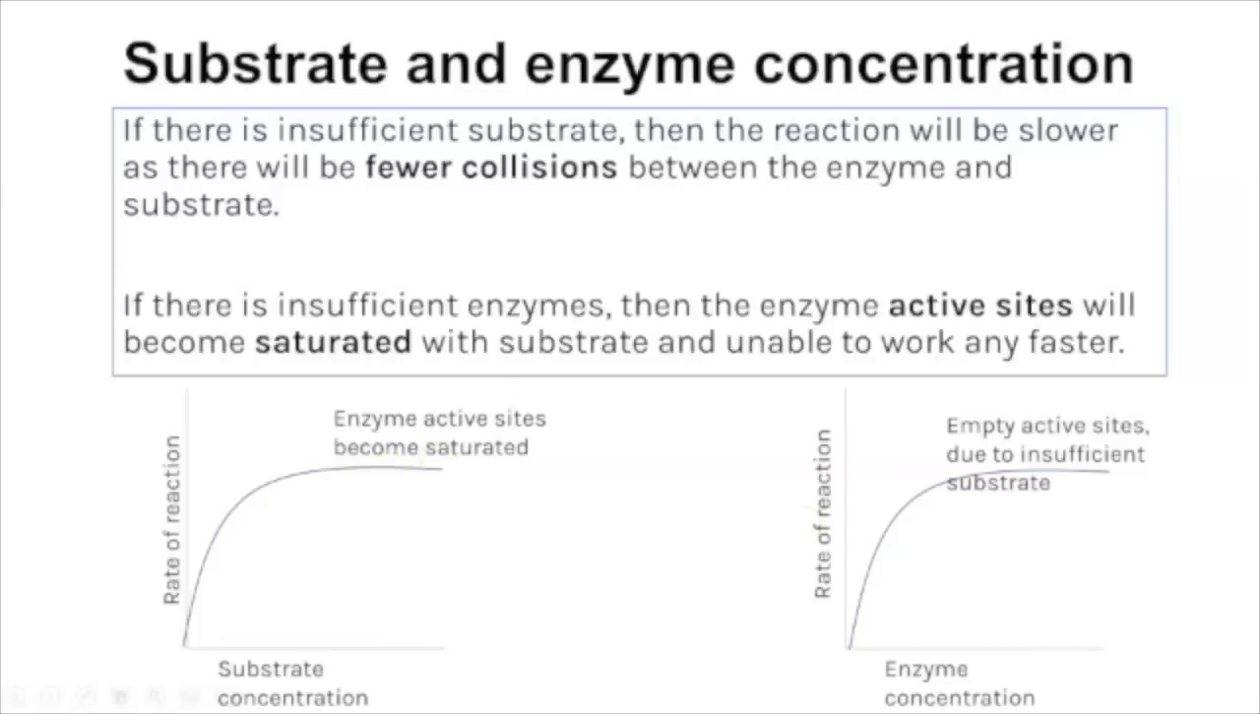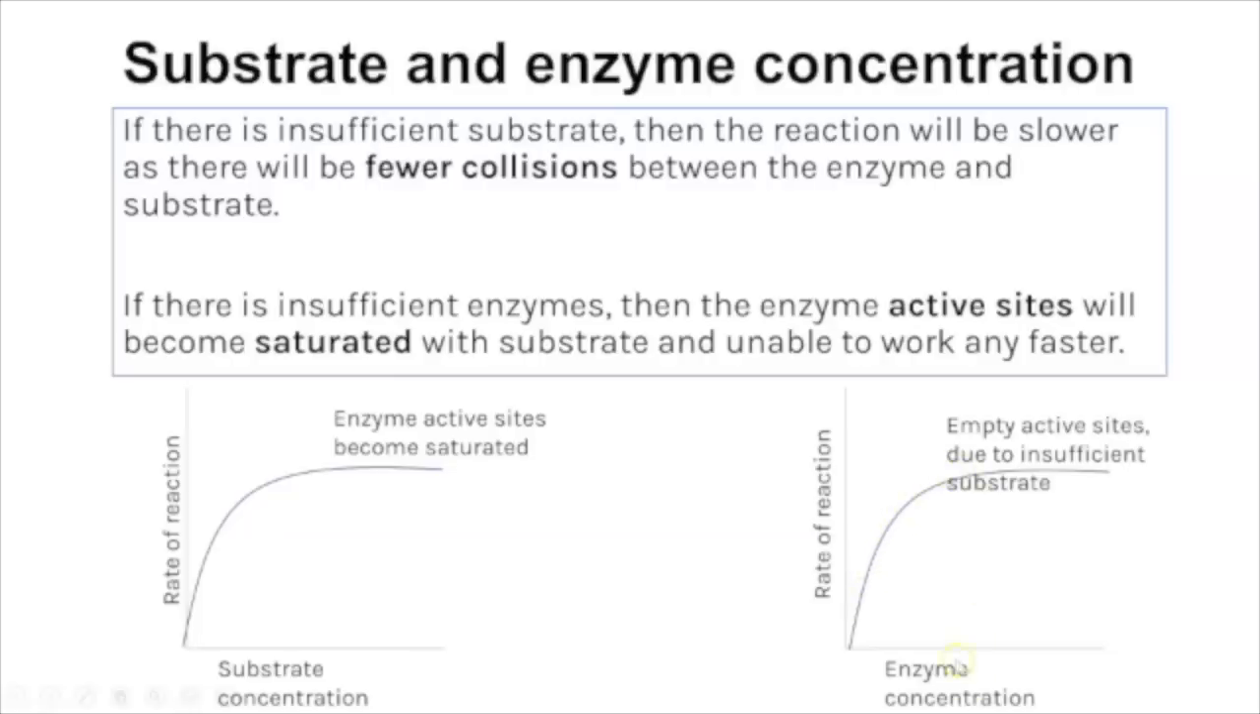For the enzyme concentration, if there's insufficient enzymes, so at these low concentrations, then the active sites will become saturated with whatever substrate is there. And that's why if we don't add more enzyme, the rate will stay low, but as you add more enzyme, the rate will increase.